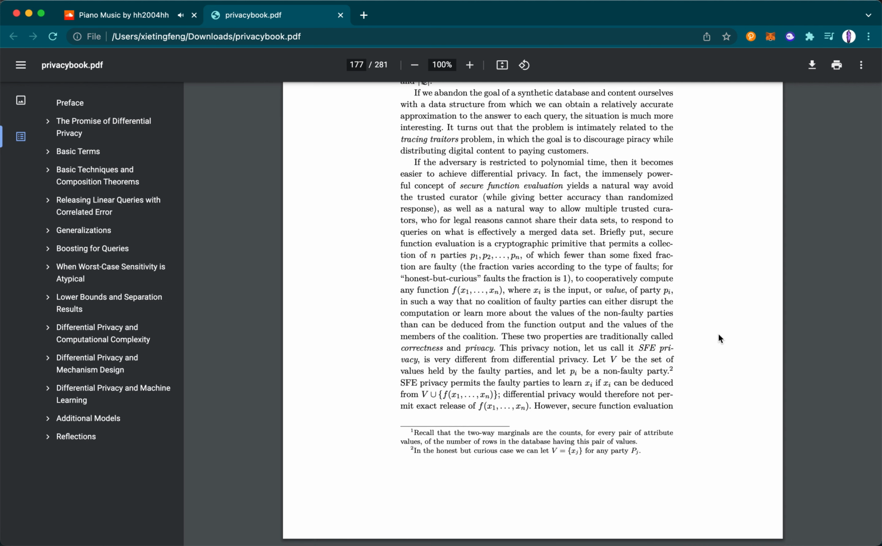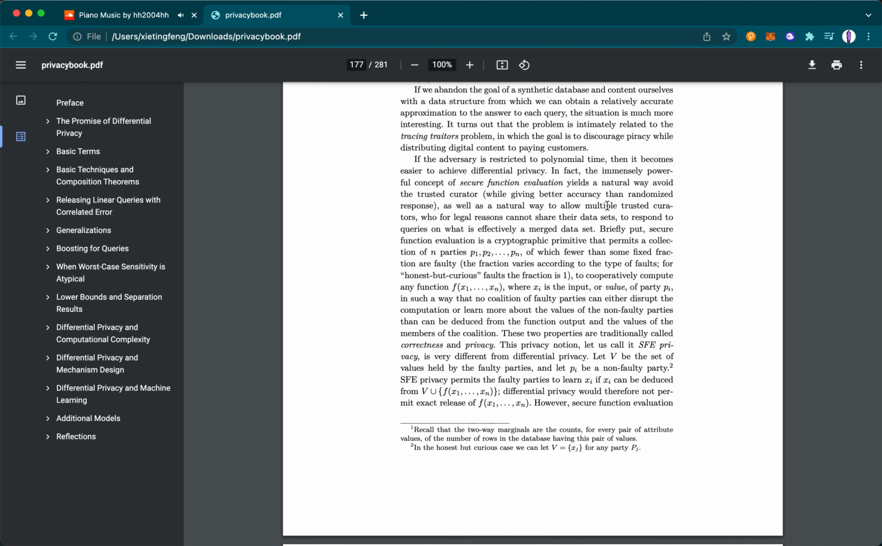It turns out that the problem is intimately related to the tracing traitors problem, in which the goal is to discourage piracy while distributing digital content to paying customers. If the adversary is restricted to polynomial time, then it becomes easier to achieve differential privacy. In fact, the immensely powerful concept of secure function evaluation yields a natural way to avoid the trusted curator, while giving better accuracy than randomized response, as well as a natural way to allow multiple trusted curators, who for legal reasons cannot share their datasets, to respond to queries on what is effectively a merged dataset.